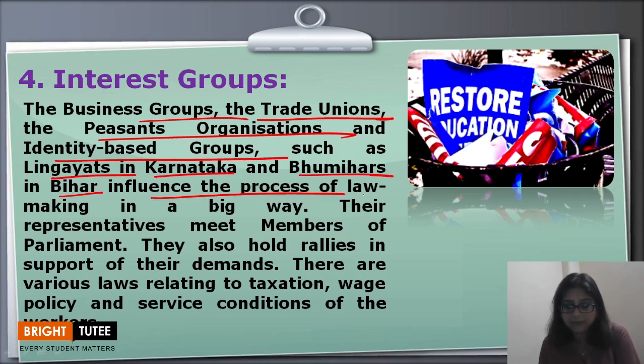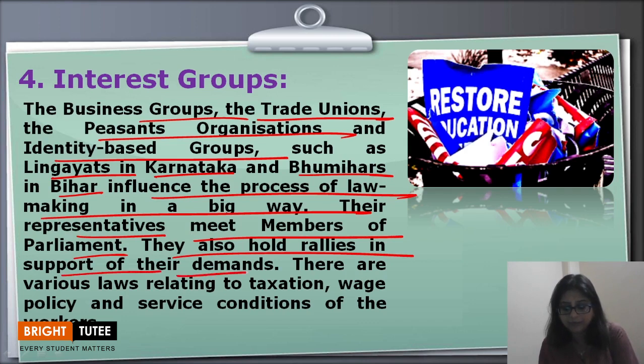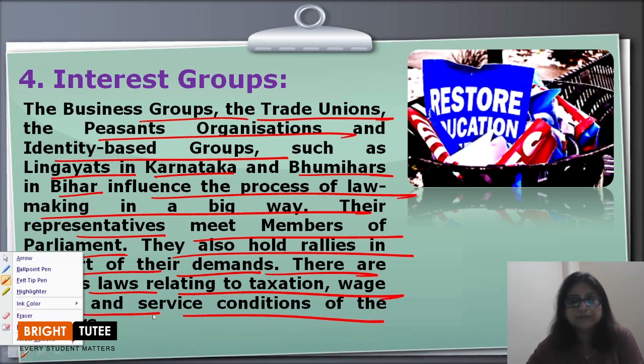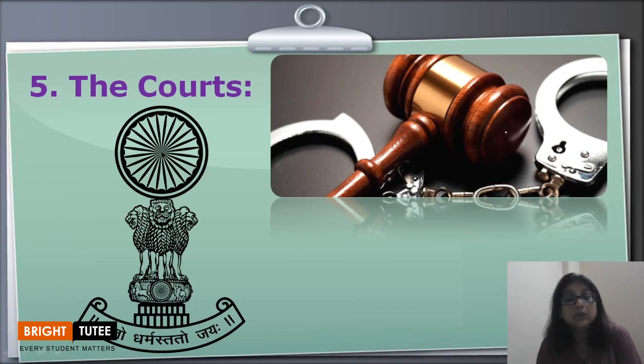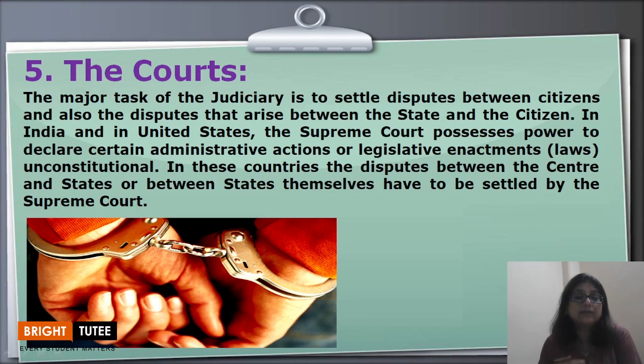Public interest groups, business groups, trade unions, peasants' organizations, and identity-based groups, such as Lingayats in Karnataka and Bhumihars in Bihar, influence the process of lawmaking in a big way. Their representatives meet members of parliament, and they also hold rallies in support of their demands. There are various laws relating to taxation, wage policy, and service conditions of the workers. The courts are where people can go to settle their disputes.